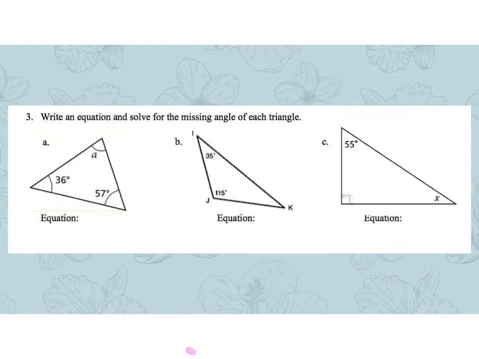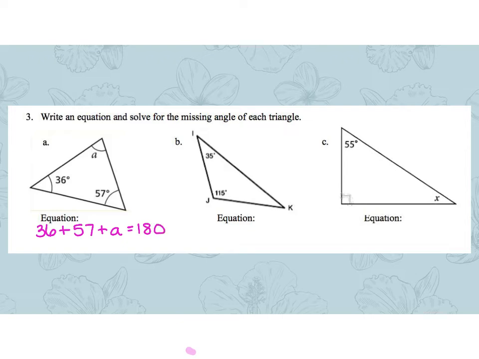Question 3 says to write an equation and solve for the missing angle of each triangle. So we are given the angles, and we need to write an equation to figure out what the missing angle is. So in A, I see the angles 36, we'll add 57, and then we'll add the missing angle A, and all of them together should equal 180 degrees.